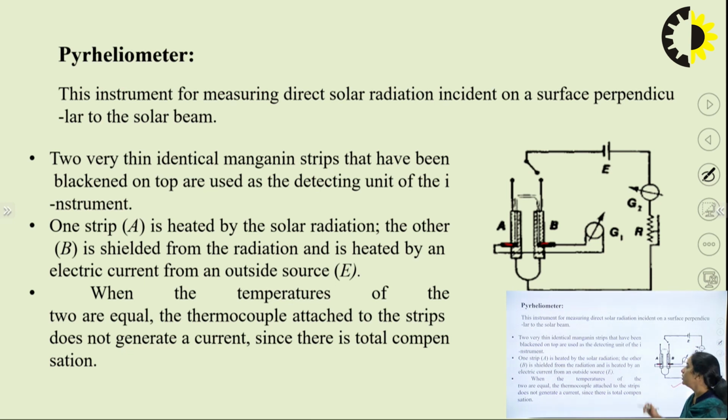One strip, A, is heated by the solar radiation, and the other is shielded from the solar radiation and heated by an electric current from the outside. This circuit will be completed and it will be heated from outside using the electric current. When the temperatures of the two are equal, the thermocouple attached to the strips does not generate a current, since there is total compensation. When the temperatures of manganese strips A and B are equal, there will be no current generation.